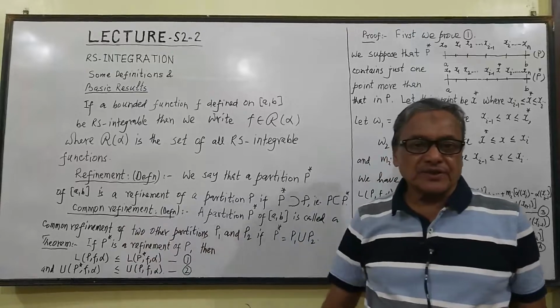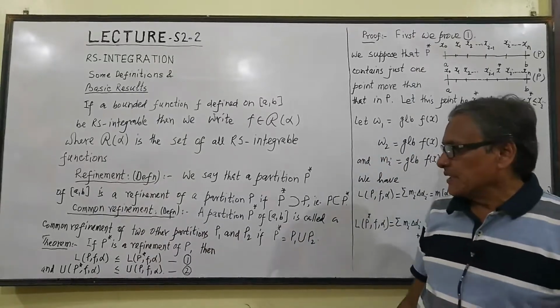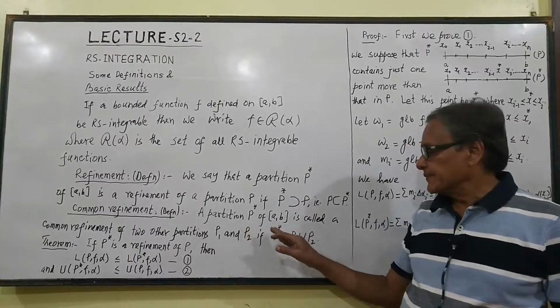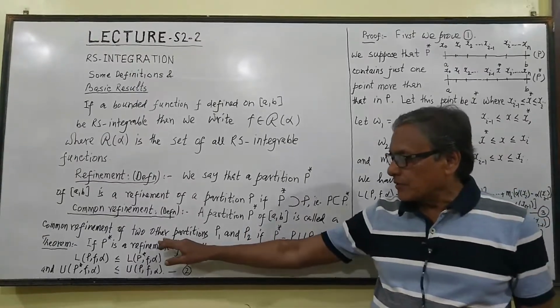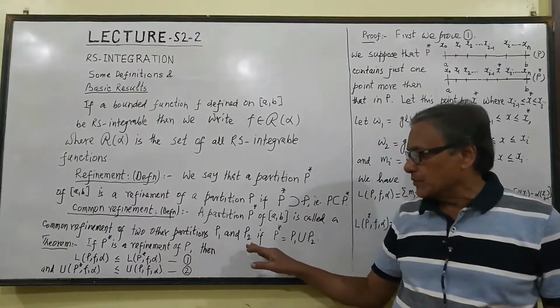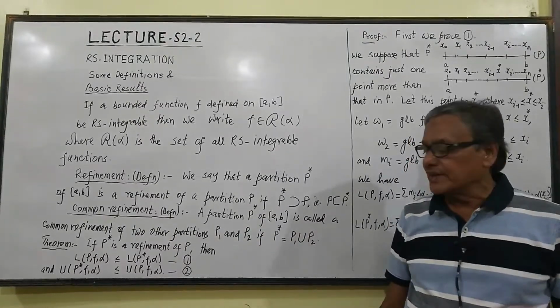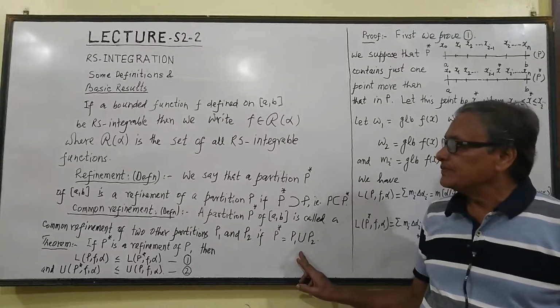Common refinement. Now what is a common refinement? A partition P star of a given interval [a, b] is called a common refinement of two other partitions P1 and P2 if P star is equal to P1 union P2.